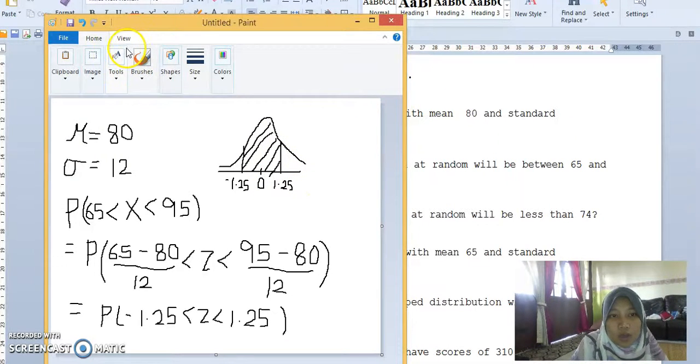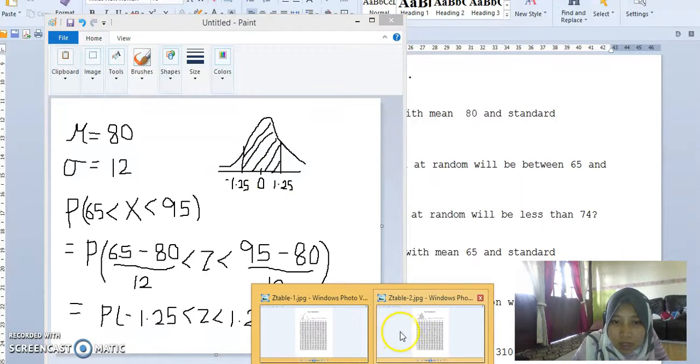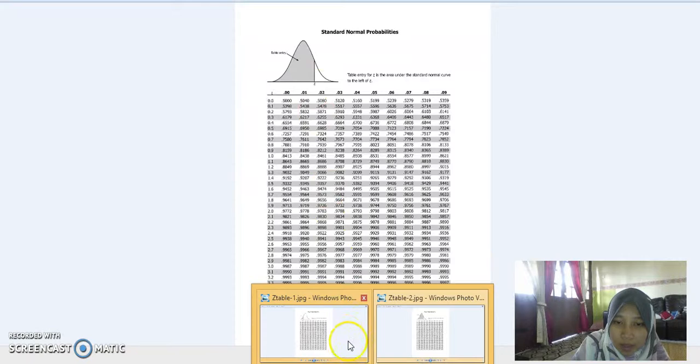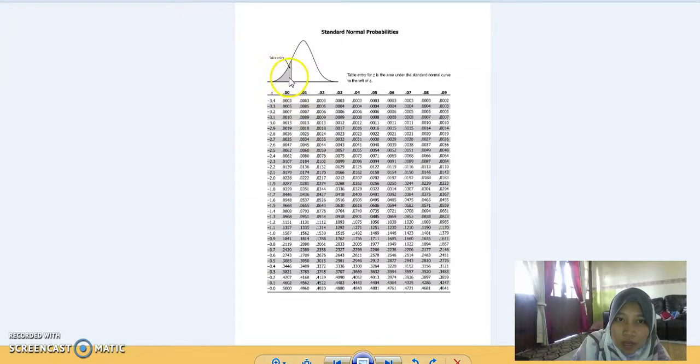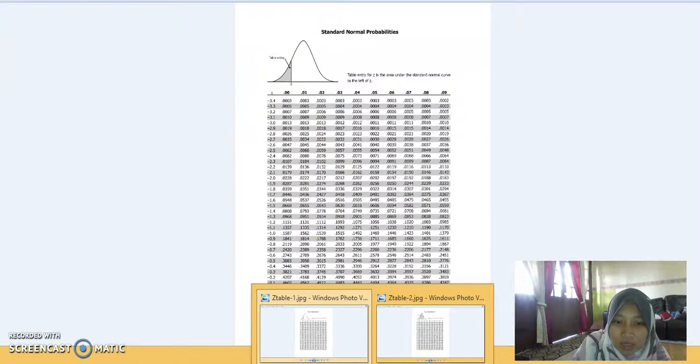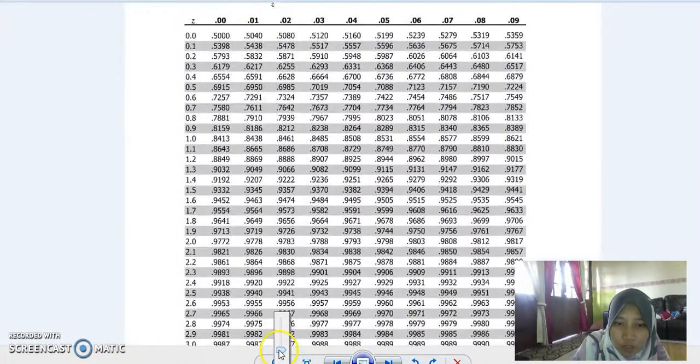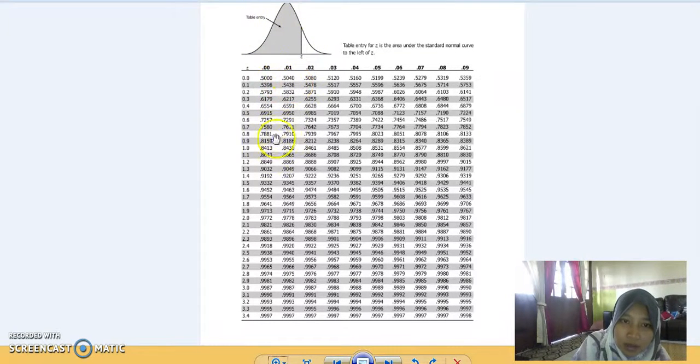Okay, now if you look at your Z table, this is your Z table. This table gives you the big area, so you can imagine that this is 1.25, and this one gives you the small area, which is the negative 1.25. So it means that we are looking at both tables. This table, we are looking at 1.25 here. It gives you the big area. So 1.25 would be giving you 0.8944.